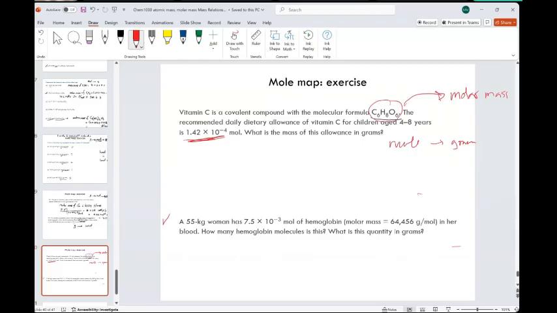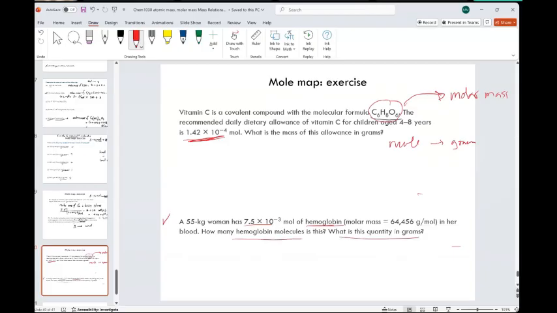Next question. A 55 kilogram woman has 7.5 times 10 to the power minus 3 mole of hemoglobin. Hemoglobin is a protein. Every human has this protein, hemoglobin, in blood. That's why it is red. Now let's say a woman of this 55 kilogram has this 7.5 times 10 to the power minus 3 mole of hemoglobin in her body, in her blood.